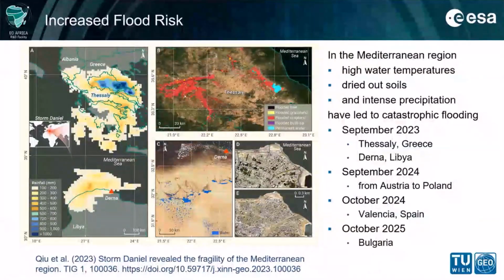On top you see the flood situation in Thessaly in Greece, where many agricultural areas have been flooded. And here in Libya, there was significant rainfall in the desert areas, and then there was a dam break hitting the city of Derna in a very bad way. This happened in the year 2023. But when we also look at 2024, there was significant flooding from Austria to Poland. There was also the disaster in Valencia, Spain. And this year, we had recent flooding in Bulgaria.